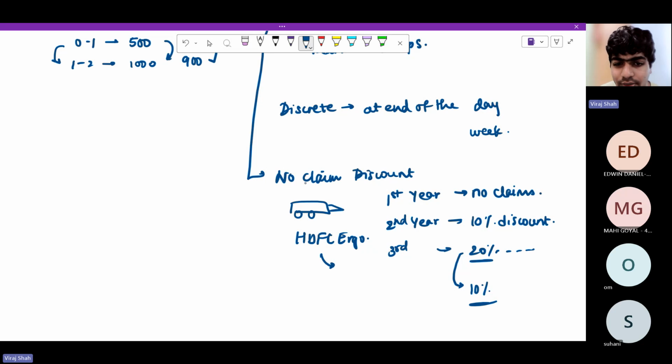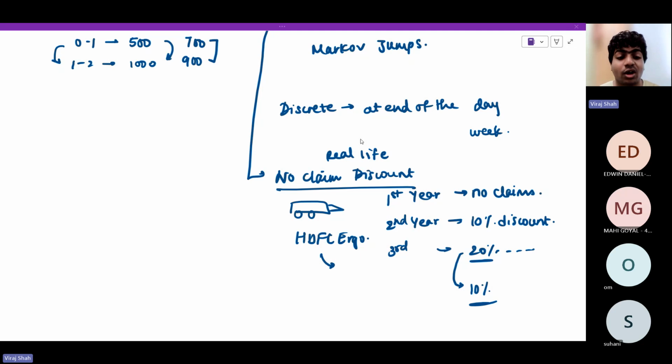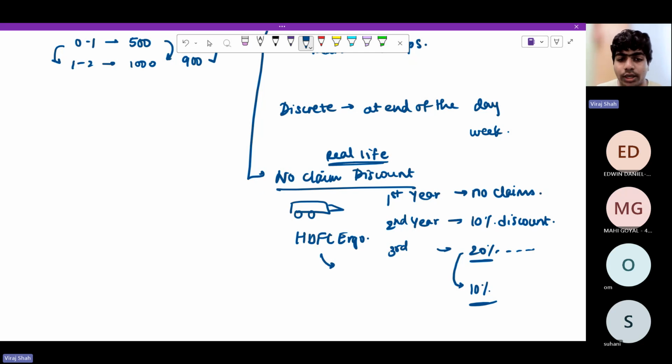And this no claim discount model is seen in your real life as well. In your real life, if you make a claim, then you have to pay more premium. If you don't make a claim, you get a discount on your premium, be it your vehicle insurance, your life insurance, general insurance, everything. So this is one real life example that we are going to learn in chapter number 1, 2, 3. No claim discount, very simple, very easy.